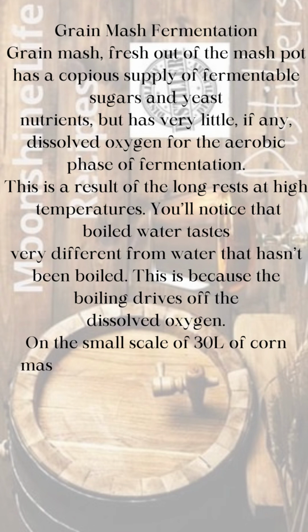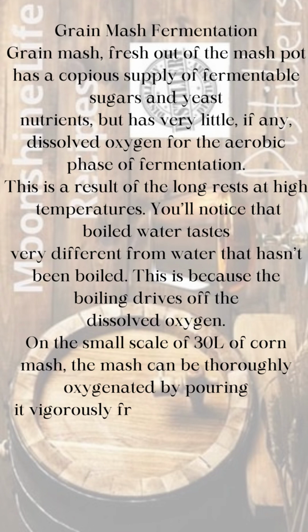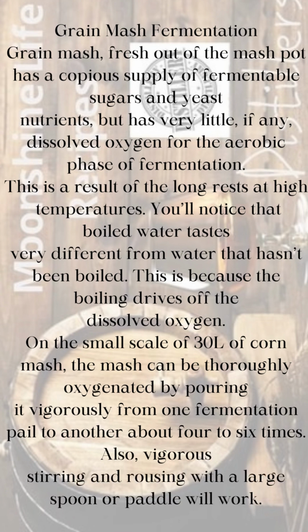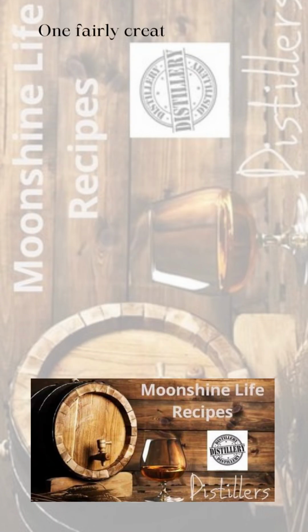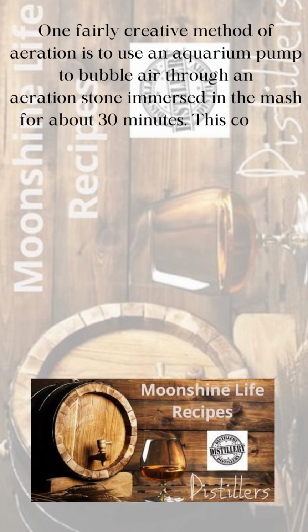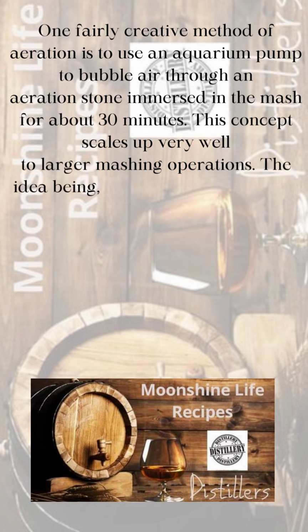On the small scale of 30 L of corn mash, the mash can be thoroughly oxygenated by pouring it vigorously from one fermentation pail to another about 4 to 6 times. Also, vigorous stirring and rousing with a large spoon or paddle will work. One fairly creative method of aeration is to use an aquarium pump to bubble air through an aeration stone immersed in the mash for about 30 minutes. This concept scales up very well to larger mashing operations, the idea being to use larger pumps and aeration stones.